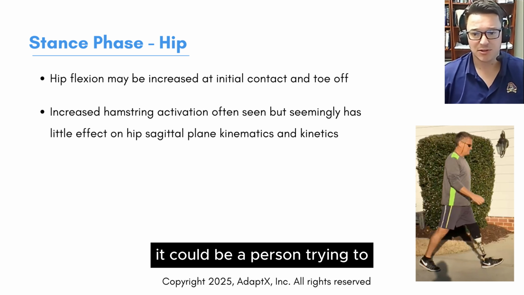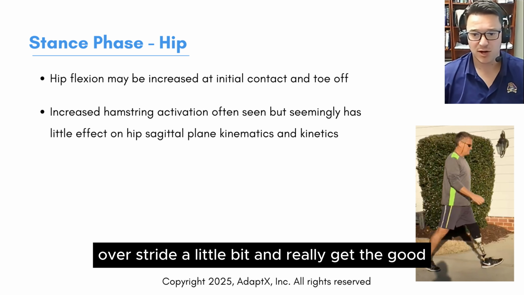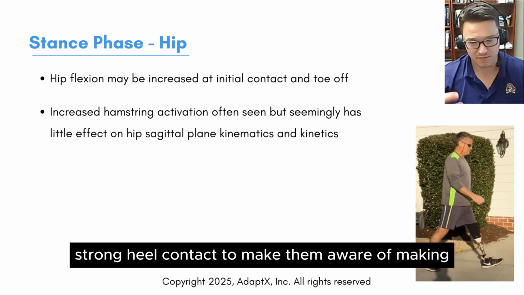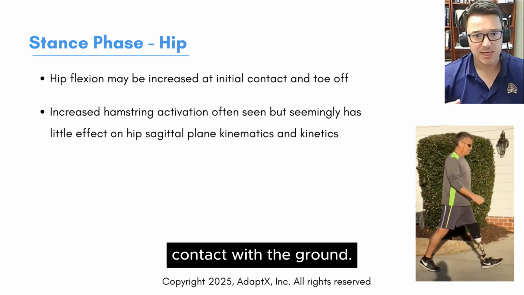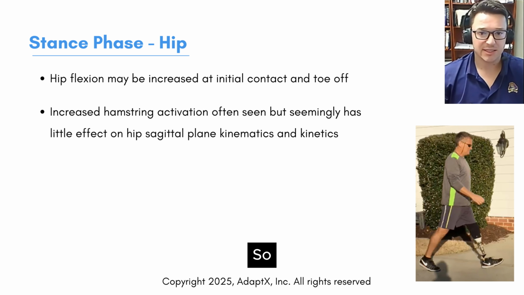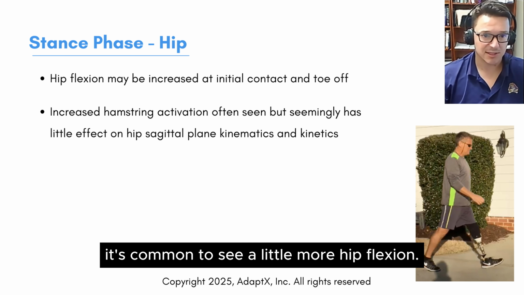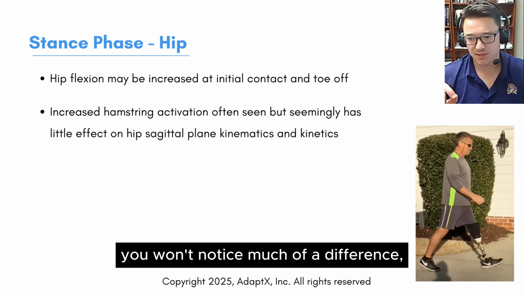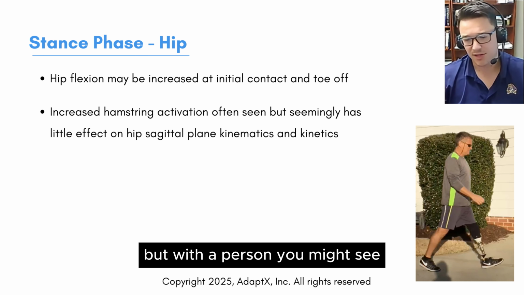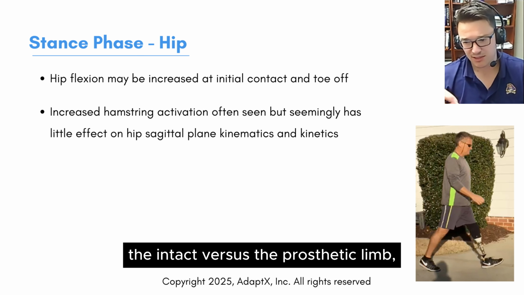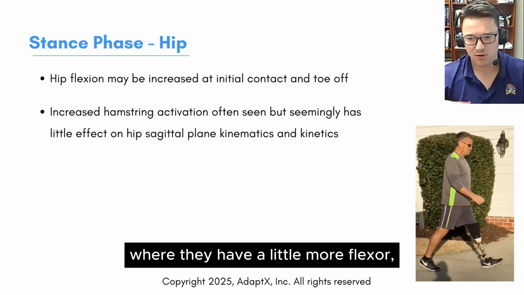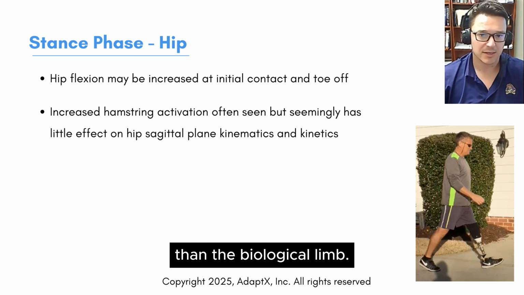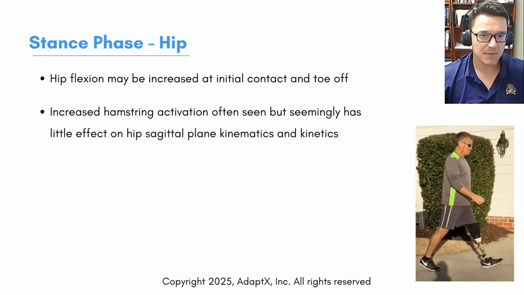It could be a person trying to overstride a little bit and really get the good strong heel contact to make them aware of making contact with the ground. It's common to see a little more hip flexion. Now, really, with a good walker, you won't notice much of a difference, but with a person, you might see, oh, the intact versus the prosthetic limb, you can see a difference where they have a little more flex, or that limb's a little further forward on the prosthetic side than the biological limb.